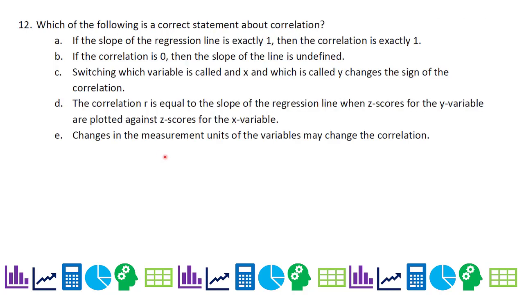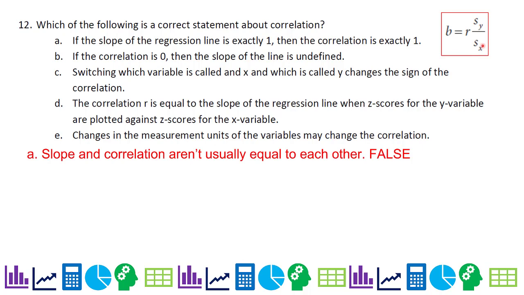Which of the following is a correct statement about correlation? This one's a pretty deep one. Get ready. If the slope of the regression line is exactly 1, then the correlation is exactly 1. First of all, let's look at the formula. Slope and correlation aren't usually equal to each other. You see there's a standard deviation in y over standard deviation in x, so that is not typically 1. All right, so slope and correlation aren't usually equal to each other.